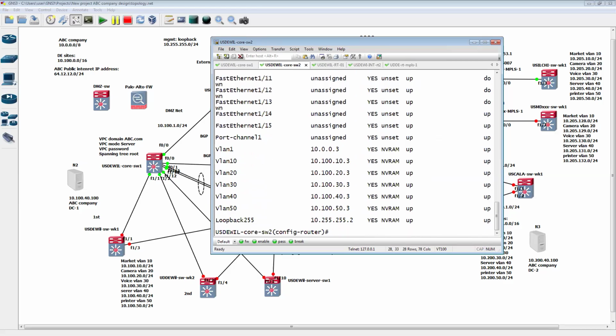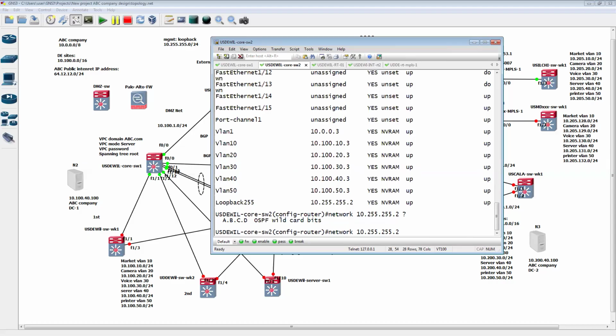Okay, 222. So we're going to advertise this network 10.255, this is the loopback 255.2. And make sure, this is different from BGP. In here we have to use the wildcard mask, not the net mask. We're going to be using the wildcard, like 0.0.0.0, because this is 255, like /32. All right.